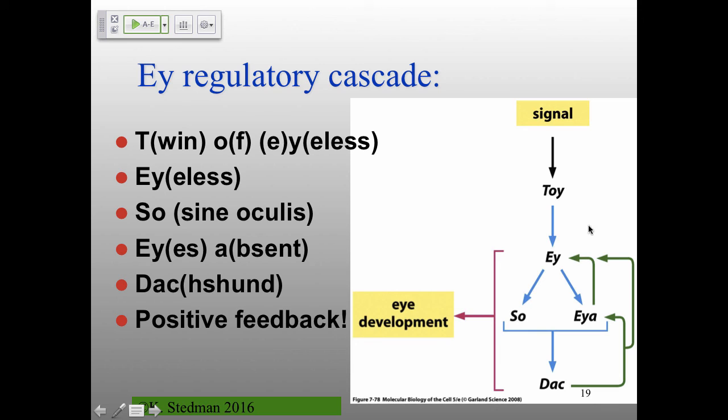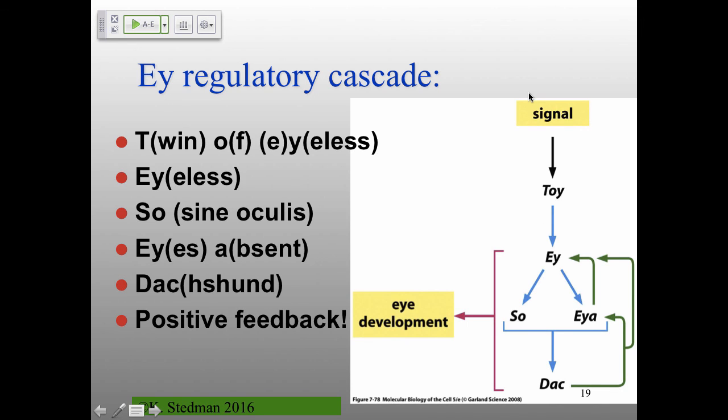But this is the regulatory process that's all being driven by eyeless again. When you mutate this gene to lack of activity, you don't have eyes. So here, eyeless regulates a number of other genes, which then also will continue to regulate themselves. And these are the positive feedback loops that we'll be talking about more and more as we keep moving through here. And so once you have expression of one of these genes, it will continue to be expressed. And the wonderful Drosophila geneticists love to come up with cute names for things, and that's where a lot of these other genes in this process come from.